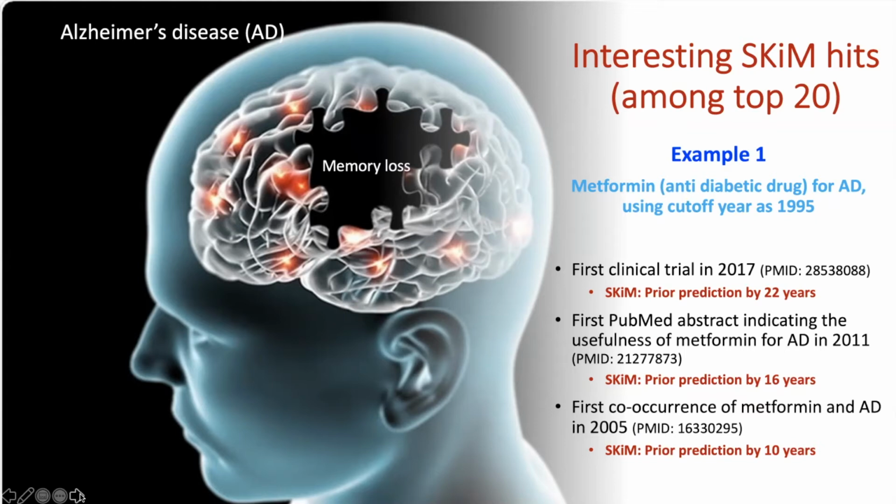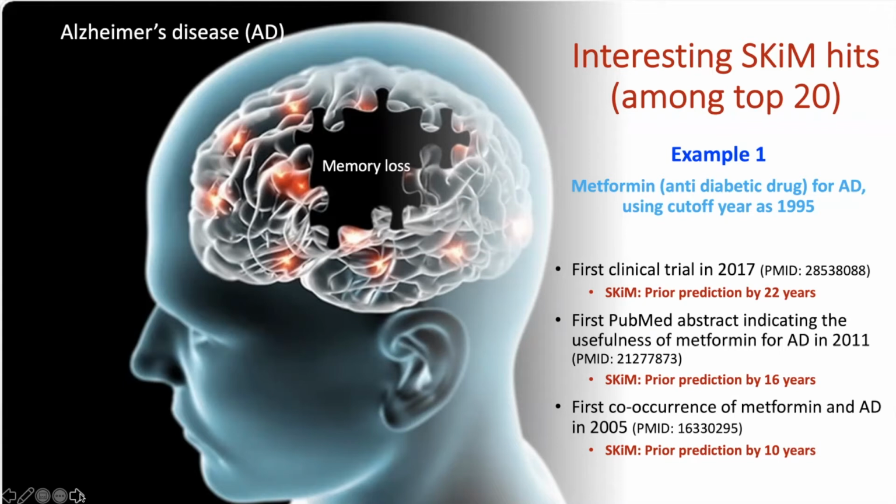One of the interesting drugs that was repurposed for Alzheimer's disease is metformin, which is actually an anti-diabetic drug. SCIM repurposed this drug by reading the articles published until the year 1995. The first clinical trial actually happened in the year 2017, which means SCIM advanced the discovery by 22 years.